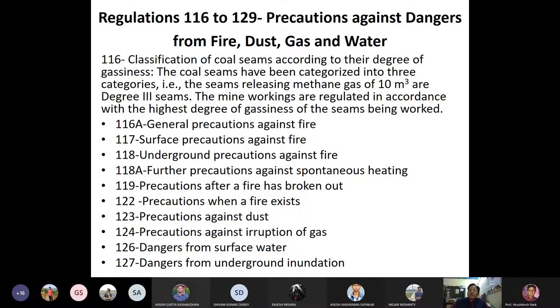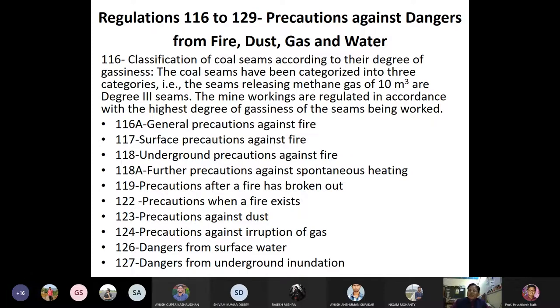Regulation number 124 defines the precautions to be taken against eruption of gas. In the coal mines, methane gas comes out, carbon monoxide gas comes out, carbon dioxide gas is emitted. So what precautions are to be taken to take care of eruption of various types of gases in the underground coal mines?